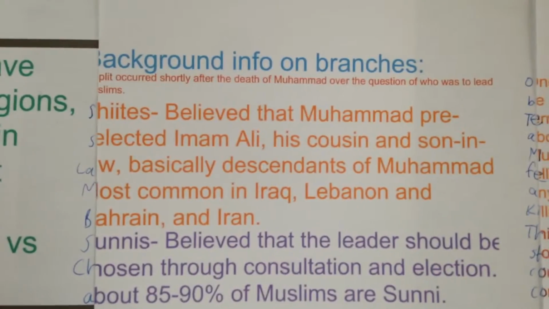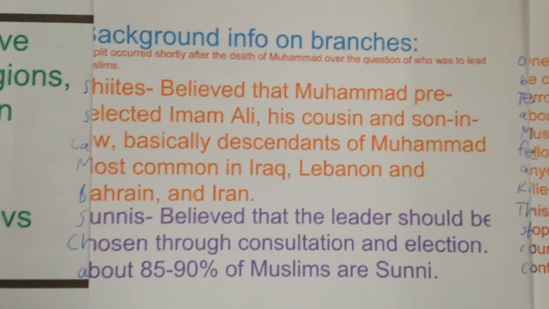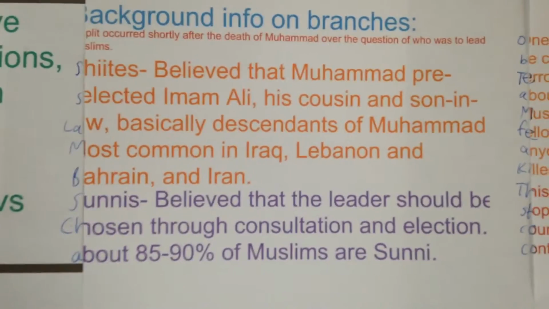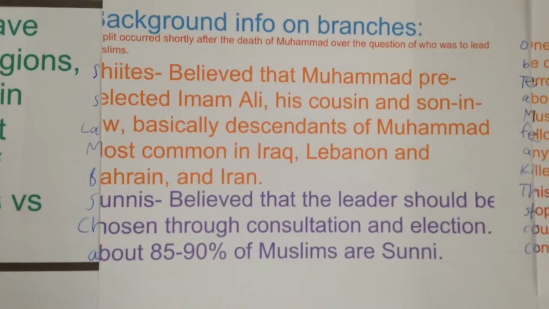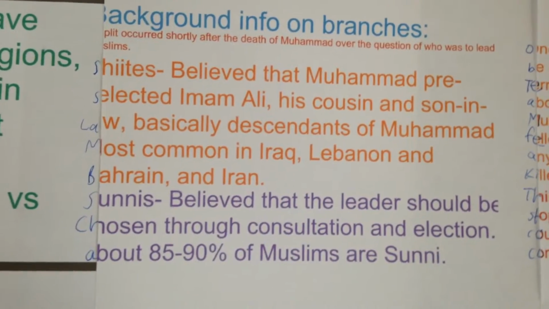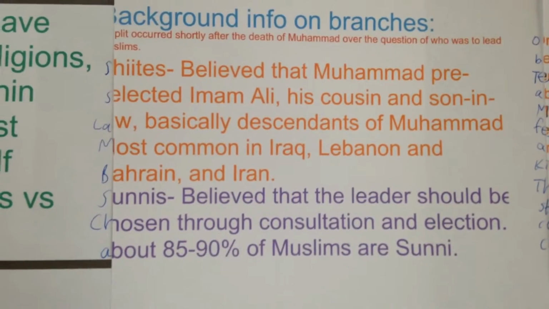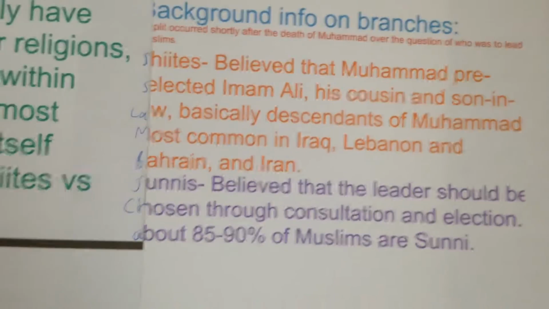A split occurred shortly after the death of Muhammad over the question of who was to lead Muslims. Shiites believed that Muhammad pre-selected Imam Ali, his cousin and son-in-law, basically descendants of Muhammad, most common in Iraq, Lebanon, Bahrain, and Iran. Sunnis believed that the leader should be chosen through consultation and election. About 85 to 90% of Muslims are Sunni.